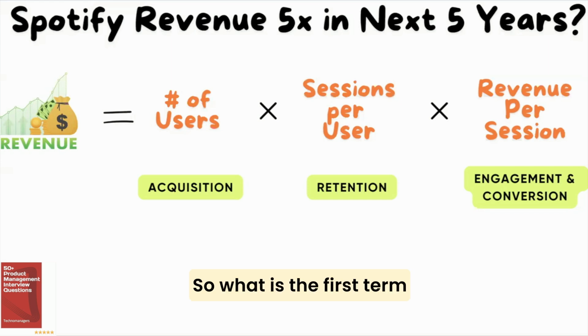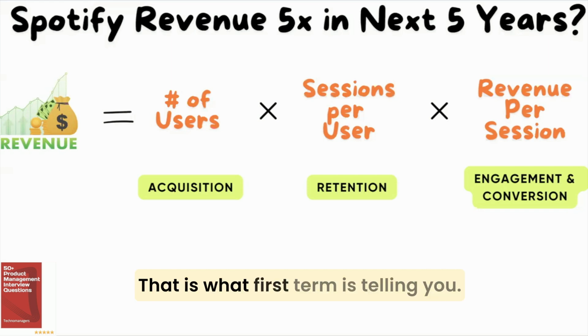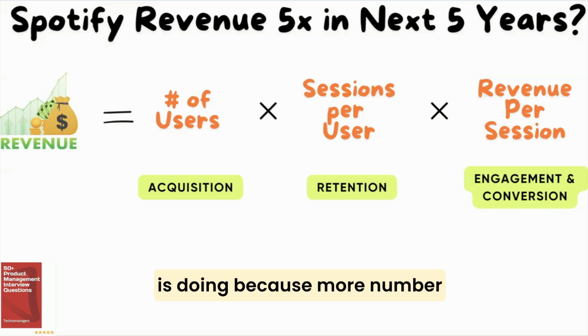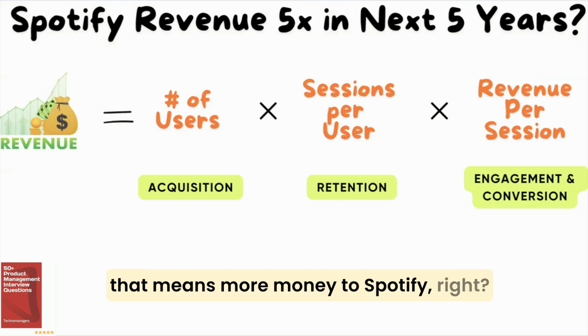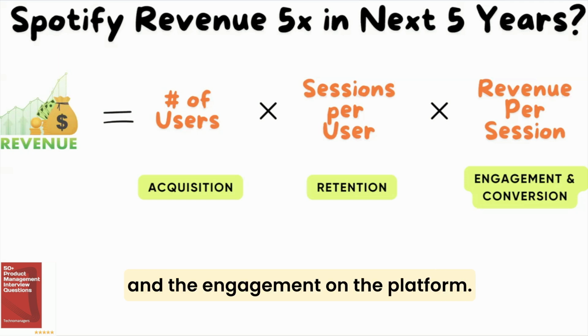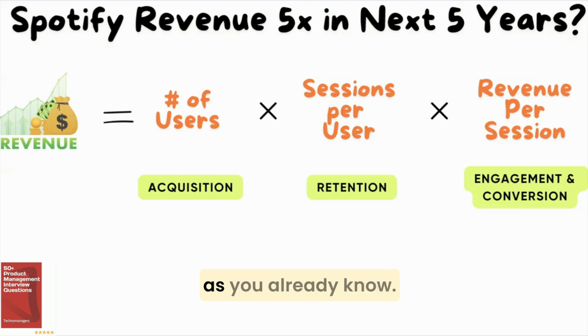So what is the first term telling you? It is telling you all about acquisition, getting more and more users on the platform. What is the second term telling you? This term is telling you about retention, basically the number of sessions a user is doing. Because more sessions means more ad impressions if people have not opted for the premium subscription. That means more advertisement money to Spotify, right? The other thing is the revenue per session, which talks about conversion and engagement on the platform.